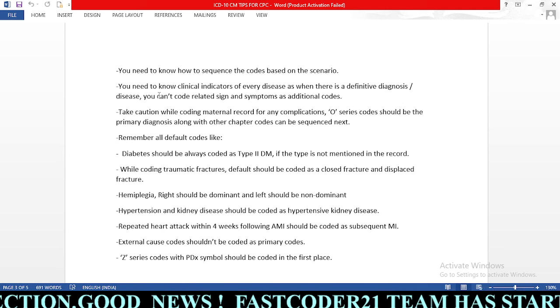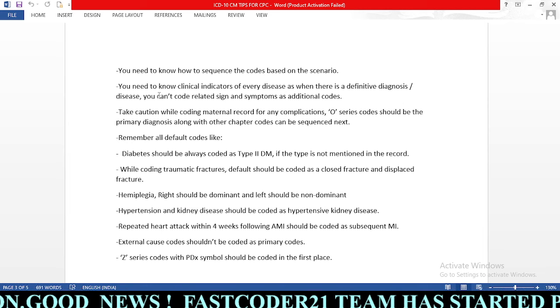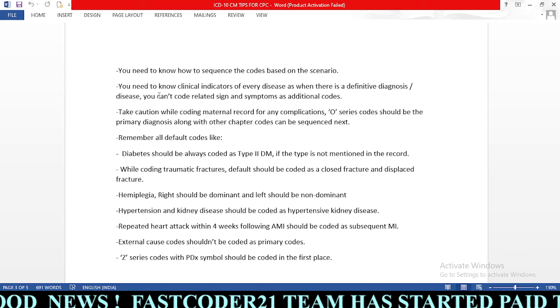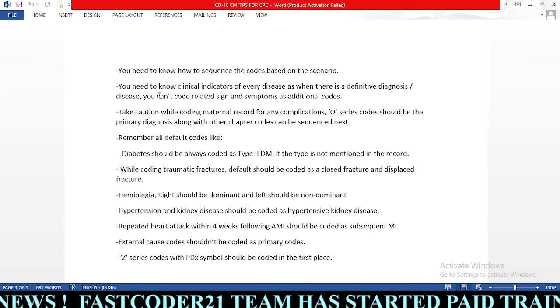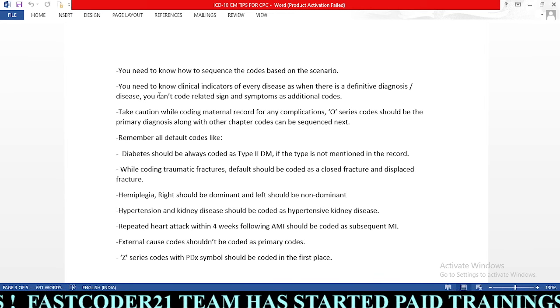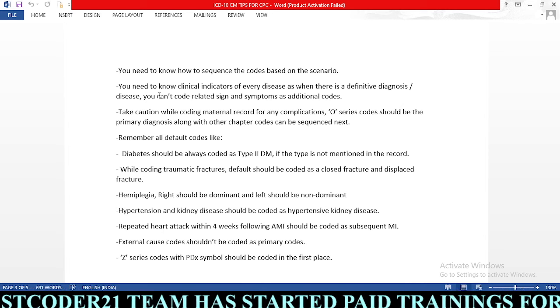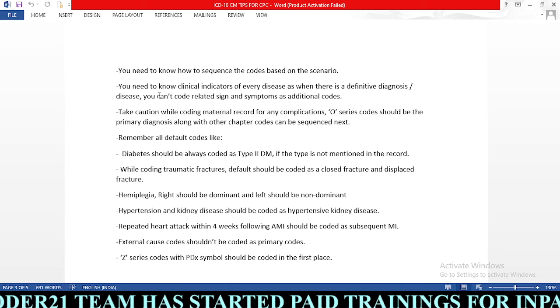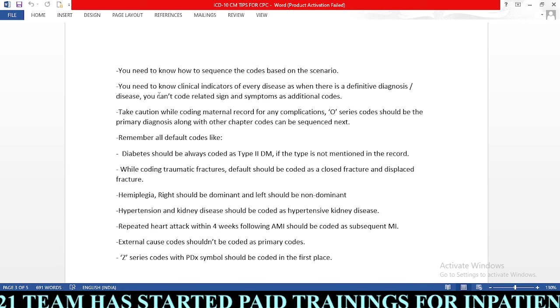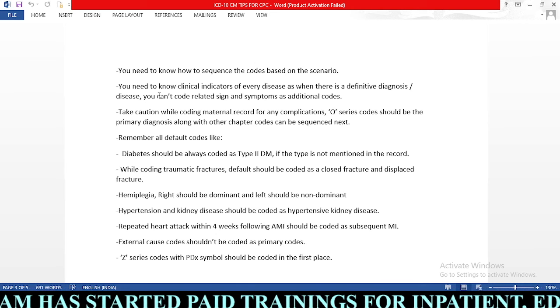When there is a definitive diagnosis of a disease, you can't code the related signs and symptoms as additional codes. So basically, whenever there is a definitive diagnosis, we can't code signs or symptoms. We need to code the definitive diagnosis based on the ICD-10-CM guidelines.